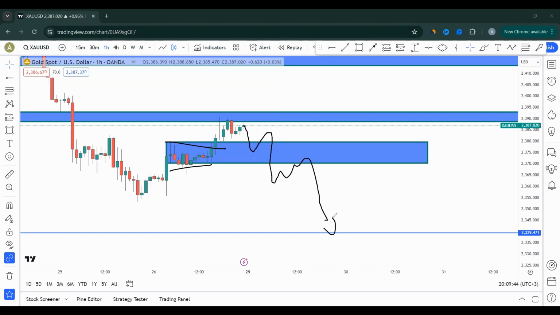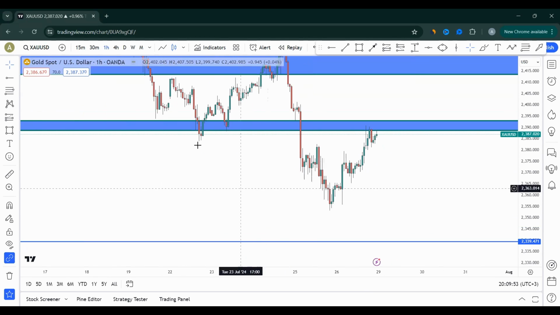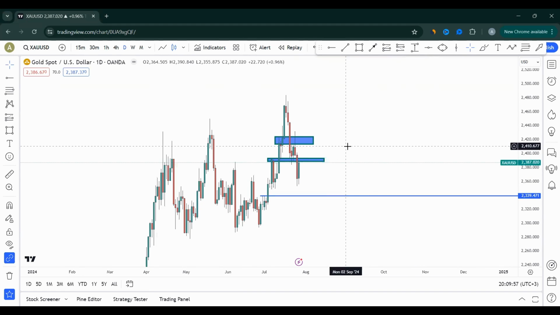On a weekly test, you can target this area here for those who do intraday and short-term trading, right? So those who trade gold, the setup is still the same. We're looking for that. I hope you understood the structure I explained, right? For us to turn bullish, I've explained to you what should happen, right?